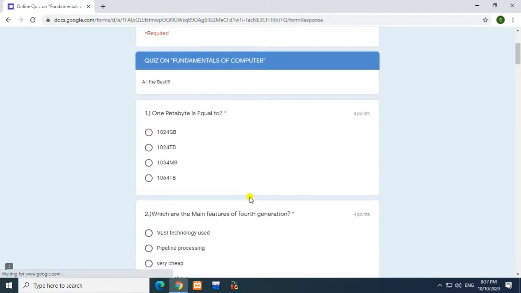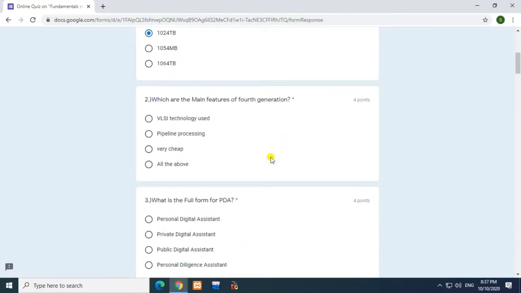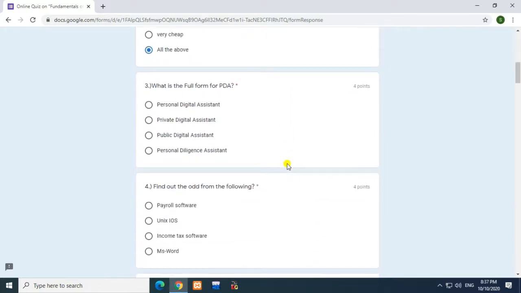Question 1. 1 petabyte is equal to. Answer 1024 terabytes. Question 2. Which are the main features of fourth generation? Answer all the above. Question 3. What is the full form for PDA? Answer personal digital assistant.